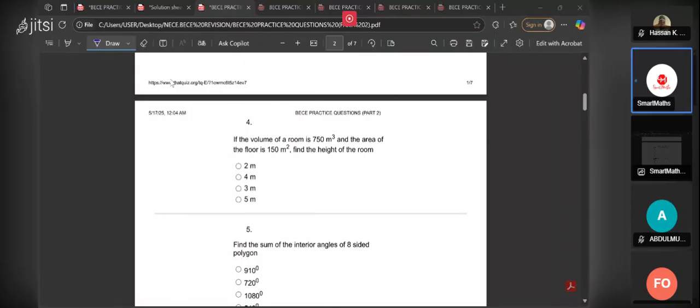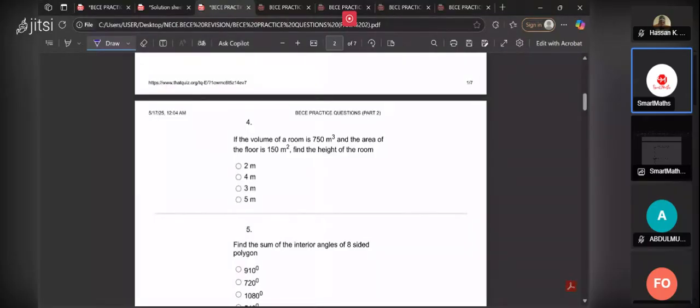Good. A room is like a cuboid. Your room, any room you have yourself, is like a cuboid. Most rooms usually have the floor in a rectangular shape. Exactly, so that's why it's a cuboid.